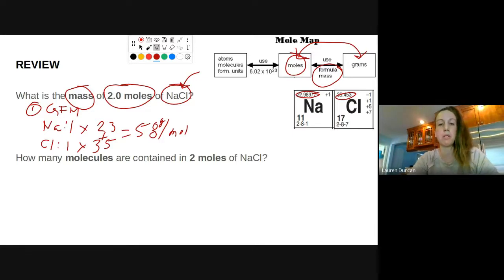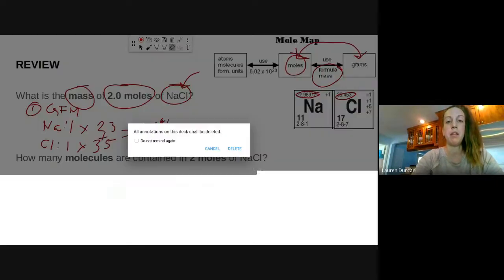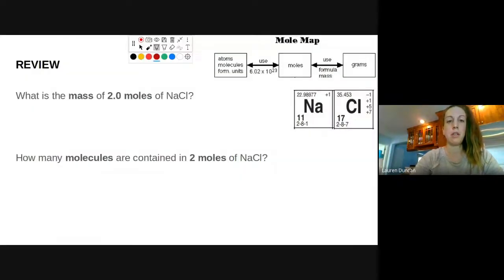1 mole of particles of a given substance. So I'm going to clear my annotations, but remember, the first thing I did was to get the gram formula mass.